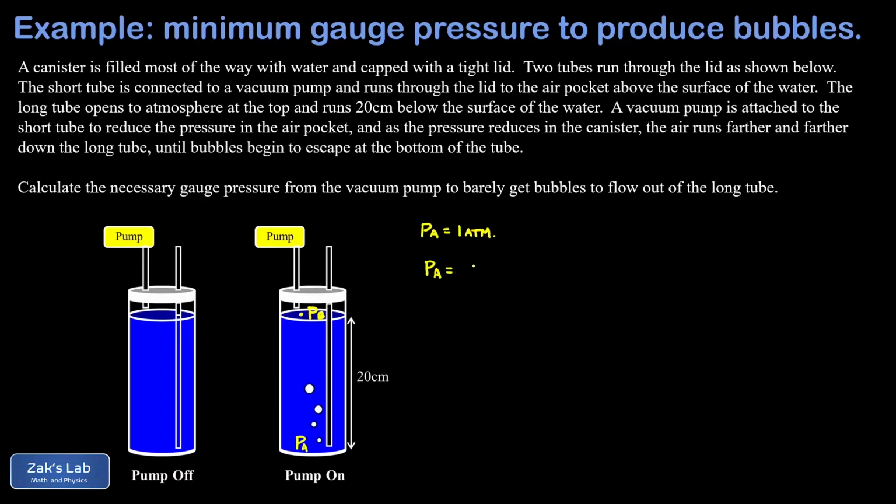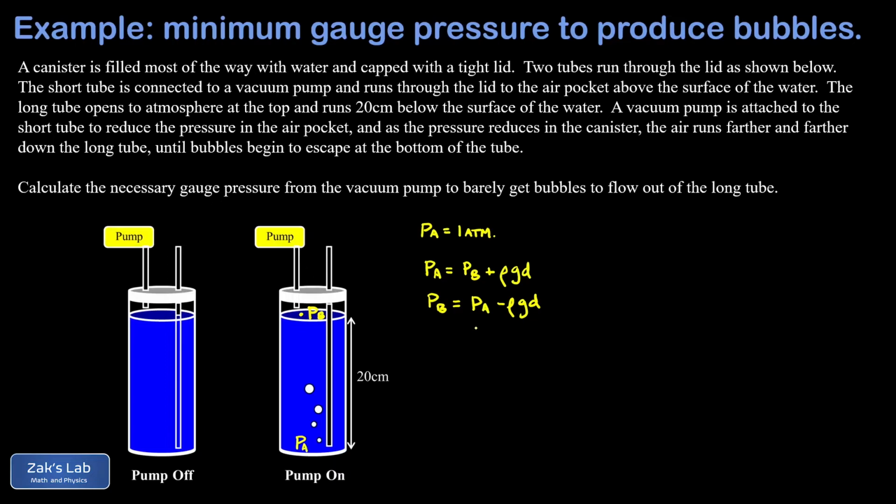So PA, that's the pressure at the bottom, is equal to PB plus rho g d, where rho is the density of the water, g is the acceleration of gravity, and d is the depth that we're going through that column of water. Now what we're trying to solve for here is PB, the pressure at the top of the water, which is the same as the pressure produced by the pump. So the pressure produced by the pump is PA minus rho g d.